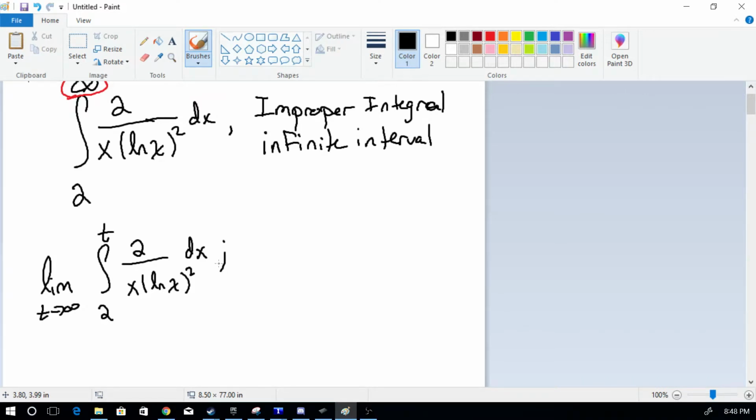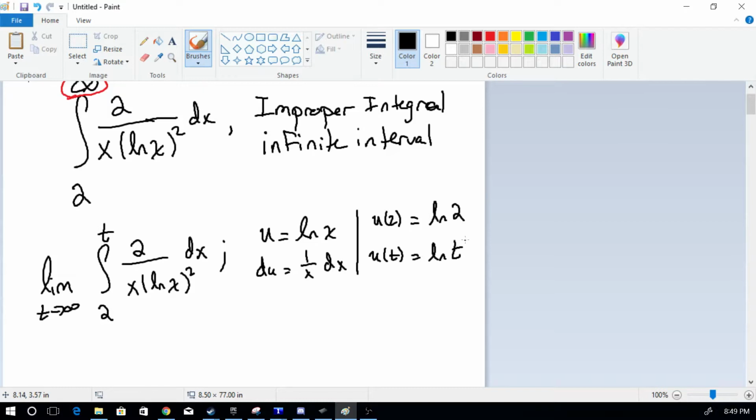We don't have a rational function, so we're not going to do partial fraction decomposition. We see a natural log of x. Anytime we see a natural log of x, we want to try u-substitution. So let's just do that. So du is 1 over x dx. Now we also have to do our bounds. So when x equals 2, u is going to be natural log of 2. And when x equals t, u is going to be natural log of t.